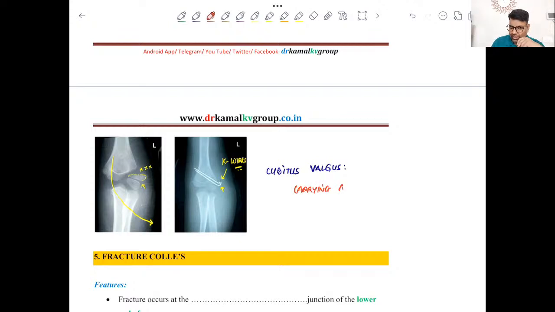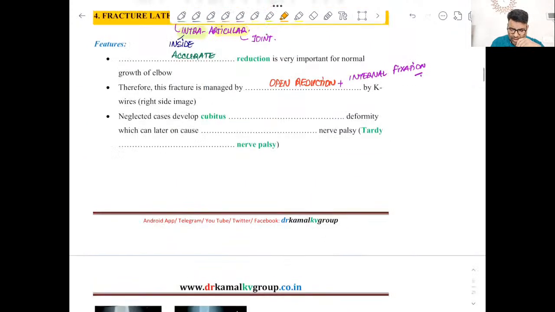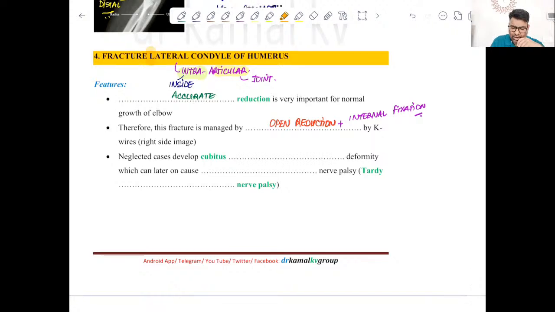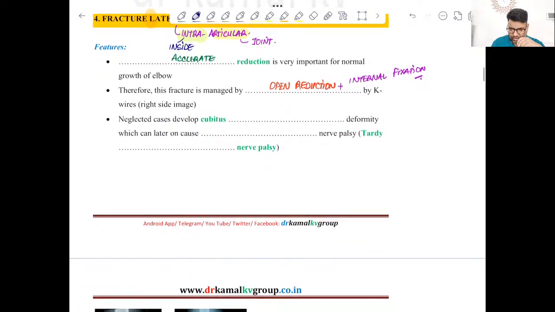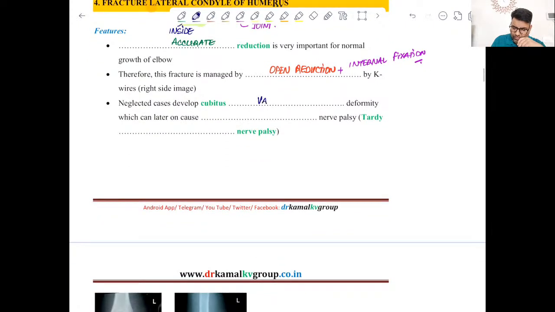So carrying angle is increased, right? This is very important here. Most of the time I have seen students just mix up. So please remember L of valgus and L of lateral condyle, right? So remember L, and I'm very sure you will not mix up again. So valgus L and lateral condyle fracture humerus L there, right? So there is possibility of cubitus valgus deformity.